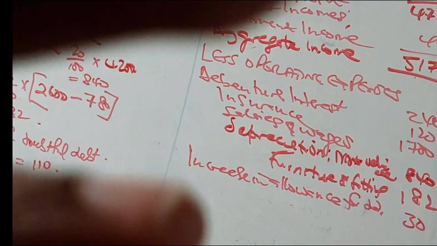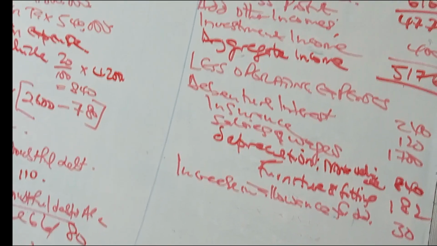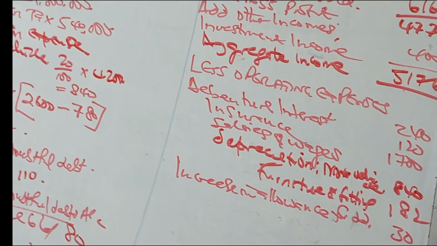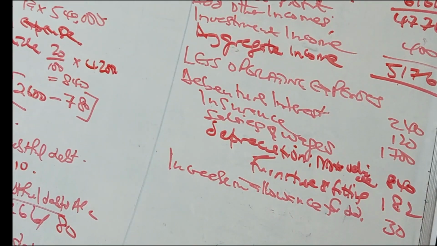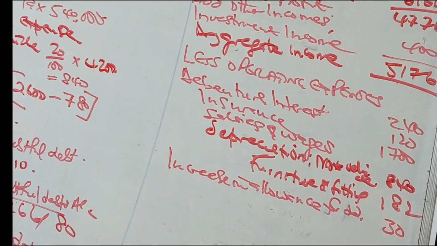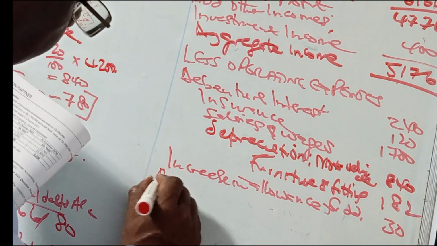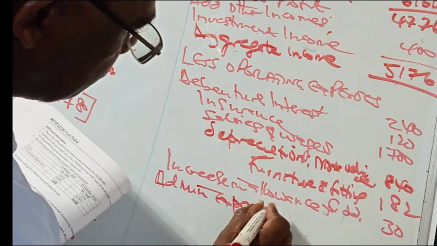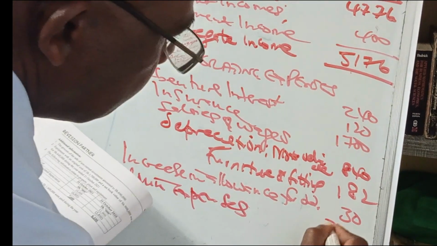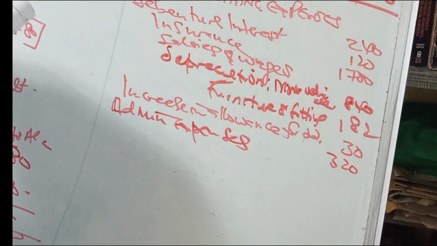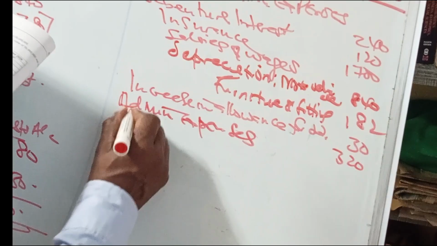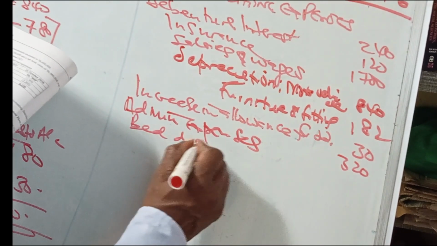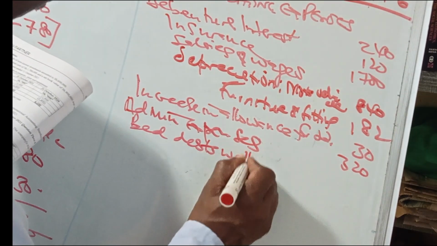So we'll go now to the trial balance and look for expenses which were not adjusted. They did not require any form of adjustment. One of them is admin expenses of 320 from the trial balance. Bad debts written off 86.